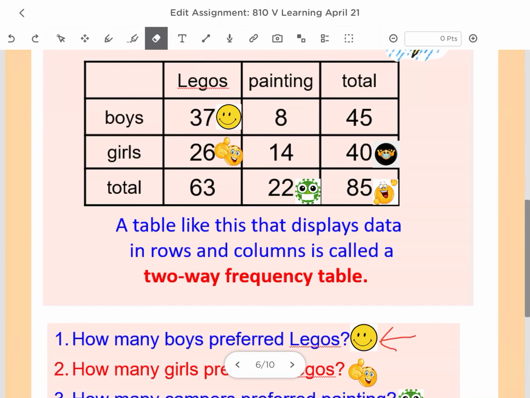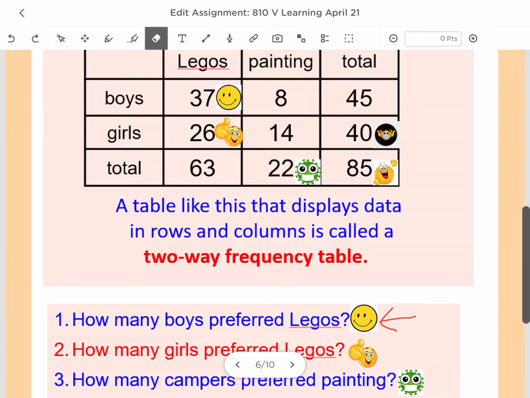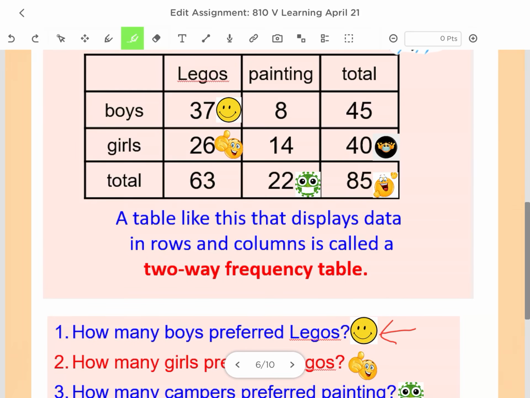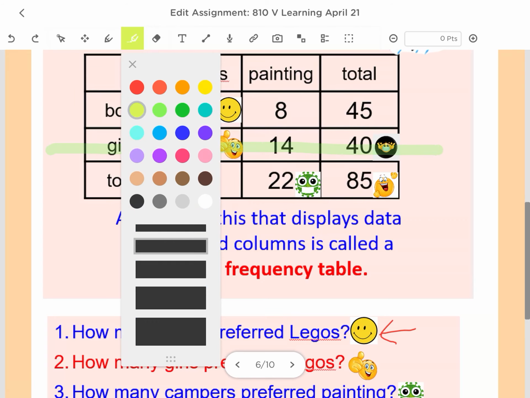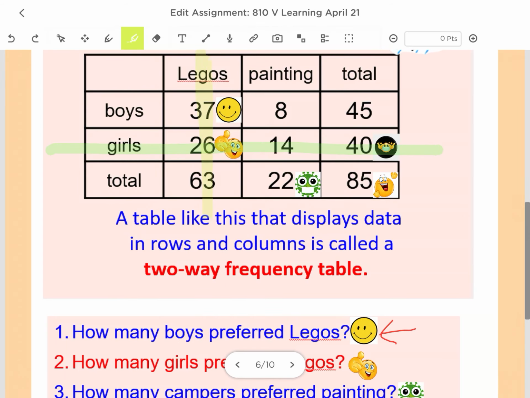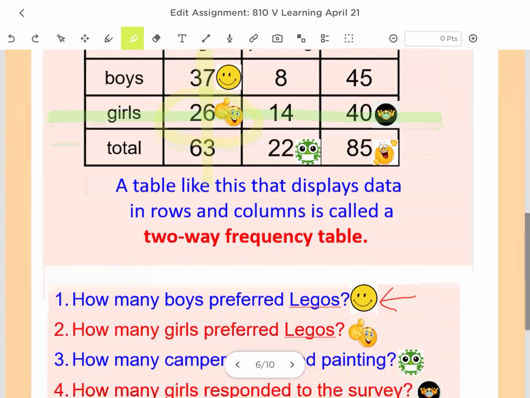The next one is going to ask us how many girls prefer Legos. So again, I'm going to use two colors. I'm looking for girls and I'm looking for Legos. So where those two colors meet is right here at the 26. We have the thumbs up emoji, which is right here. So the answer to that is 26.